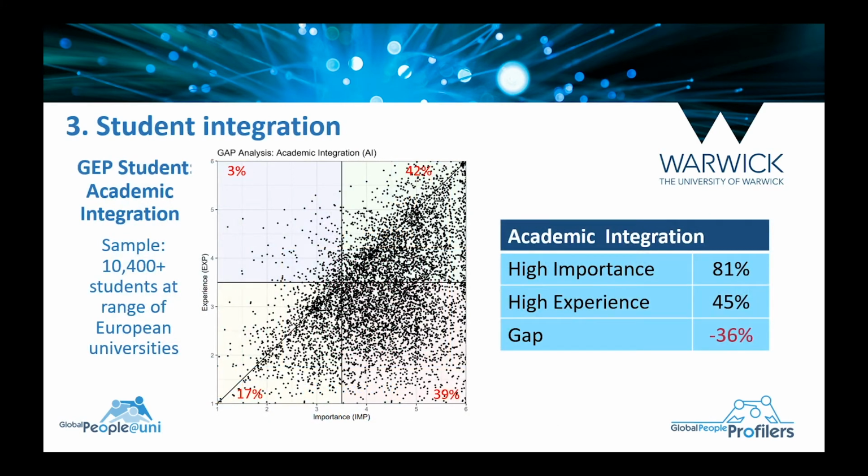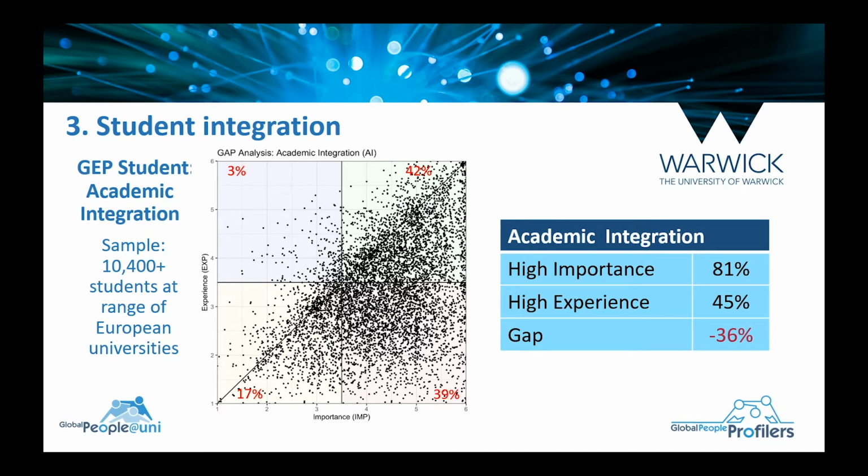Last time I also introduced to you the matrix that we have, and now you can see an example of some data that we have collected. This comes from a sample of more than 10,000 students at a range of European universities, and it's for the construct academic integration from our GEP student survey. Now, the first thing I think to notice from this is what a large amount of variation you can see amongst the responses. That's why we feel mean scores actually hide a lot of very important variation.